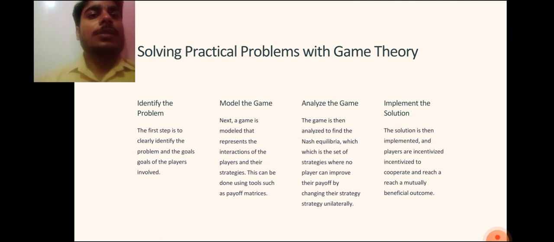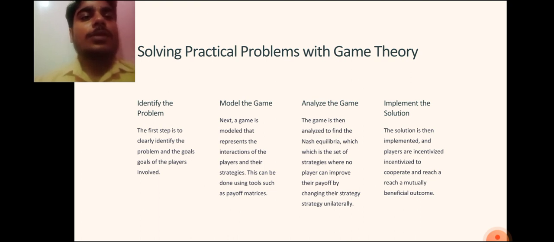After that, we are going to discuss solving practical problems with game theory. First, identify the problem, then model the game and analyze the game. The last point is to implement the solution. First, identify the problem: this is a basic step, clearly identifying the problem, goals, and objectives, and the players involved. After identifying the problem, we are going to discuss modeling the game.